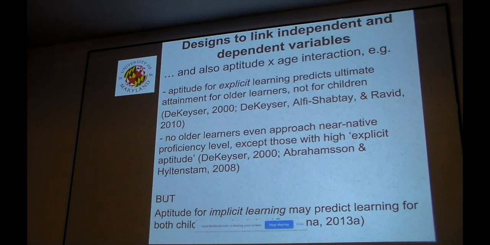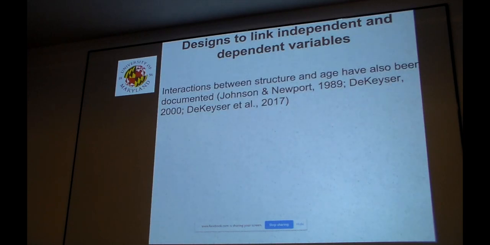However, aptitude for implicit learning may predict learning for both children and adults. That's certainly what Gisela Granena, another one of our former students, has argued recently. And interactions between structure and age have also been documented, first by Johnson and Newport, in an exploratory fashion.